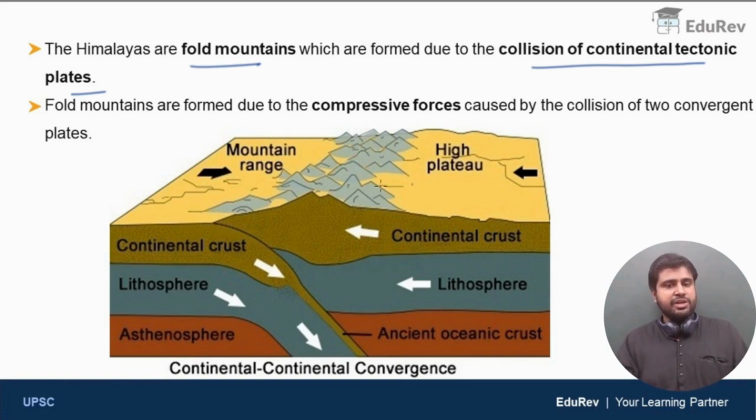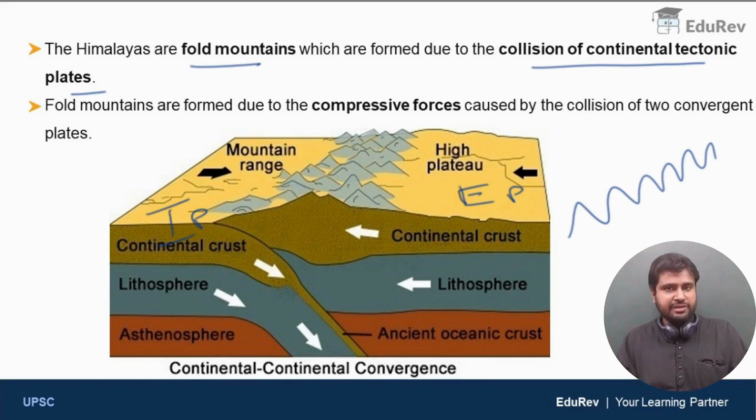So just look at this image. Imagine this to be the Indian plate and this is the Eurasian plate. So when two plates of the continental type collide, the crust at the boundary of the two plates will get compressed due to compressional forces. And a series of folds will form like this. And these folds are nothing but fold mountains. And in our discussion, they are the Himalayas, as simple as that.